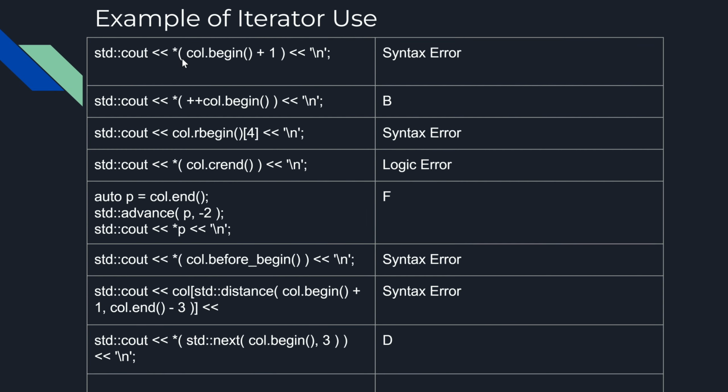Example of iterator use. cout begin plus 1 is less than n. Syntax error. std::cout begin plus 2 results in a b. std::cout begin plus 4 is a syntax error. std::cout print is a logic error. auto p equals cout n, and std::advance p, divided by 2. cout p divided by n. cout call before begin. Syntax error.